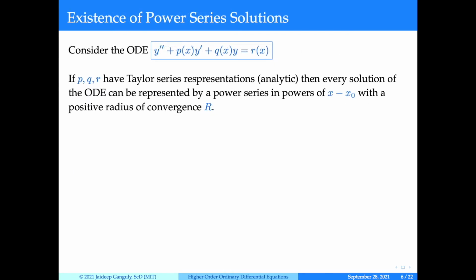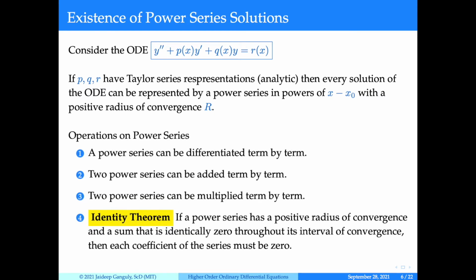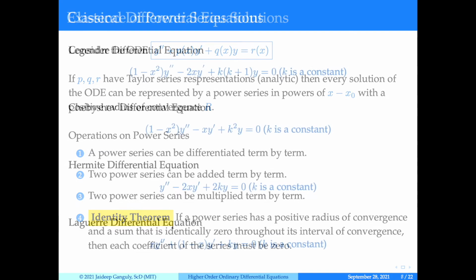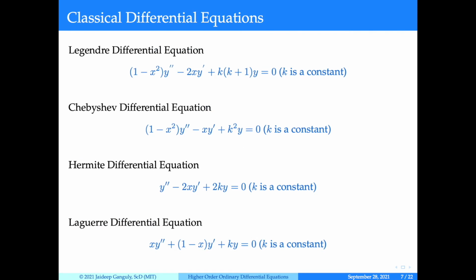If P, Q, and R have Taylor series representations, that is, they are analytic, then every solution of the ODE can be represented by a power series in powers of x minus x0, with a positive radius of convergence, r. We list below the operations on power series and the identity theorem. Here are some well-known classical ordinary differential equations.